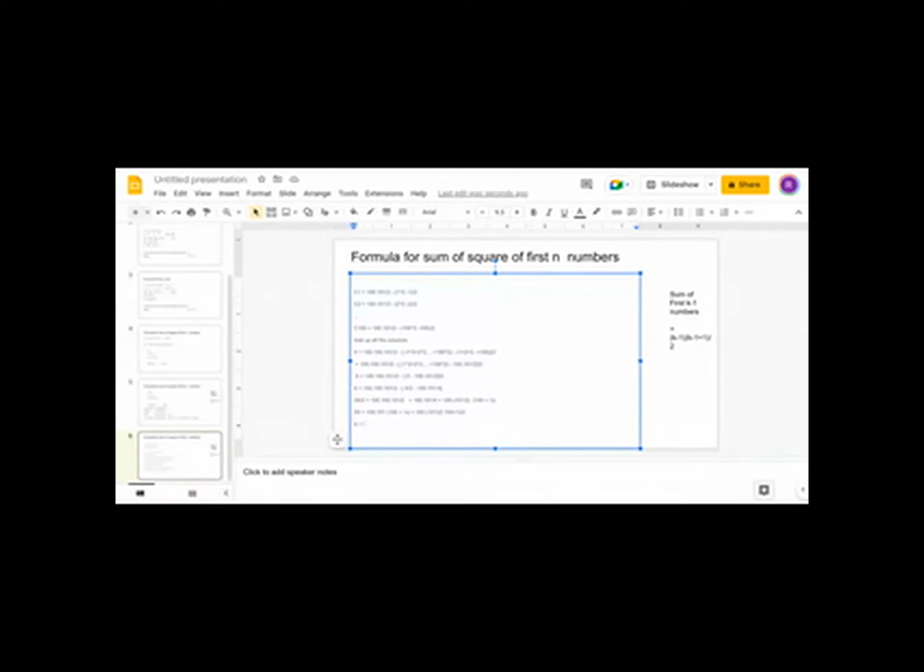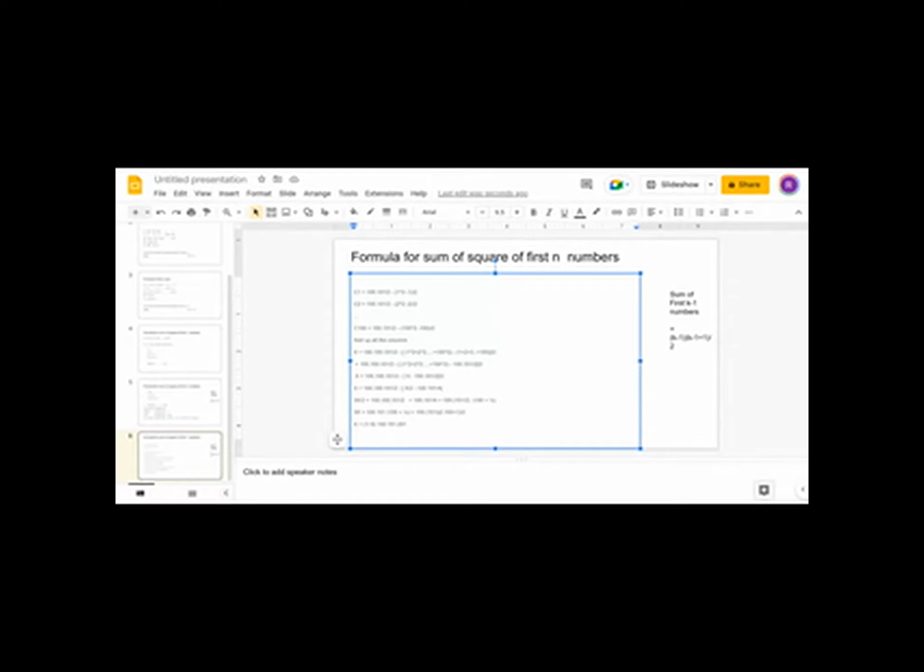So 3x is equal to 100 into 101 into 201 by 2. So I'm taking the 3 to the other side. What will I get? 1/6. Will I get 1/6? 1/6 of what? Yes, sir. Yeah. 1 by 6 into 100 into 101 into 201. Okay, so this is exactly matching the formula. 1/6 n into n plus 1 into 2n plus 1.